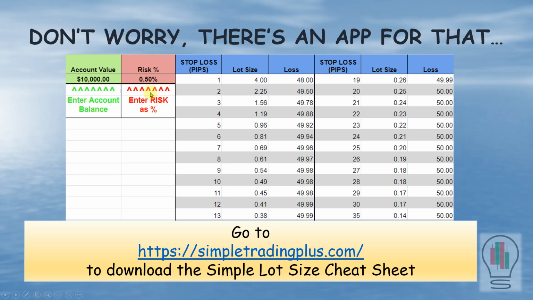It's simple to use. Right here, you just enter your risk percentage, and you enter it as a percent, which means you need to use the percent sign. You can see that if you enter your account value and your risk percentage, you look up how many pips your stop loss is going to be. Maybe you have a 10 pip stop loss. You know that your lot size needs to be 0.49 to keep your risk or your loss at about $50, which is 0.5% of a $10,000 account.